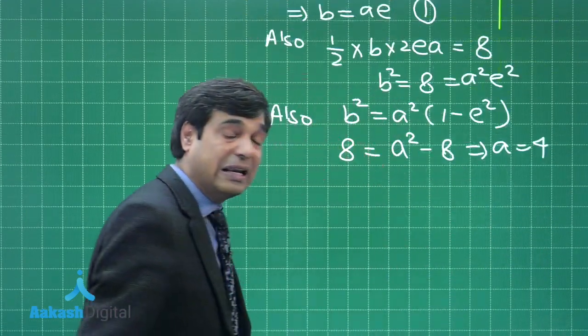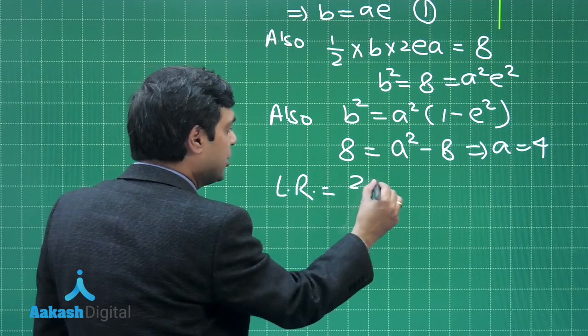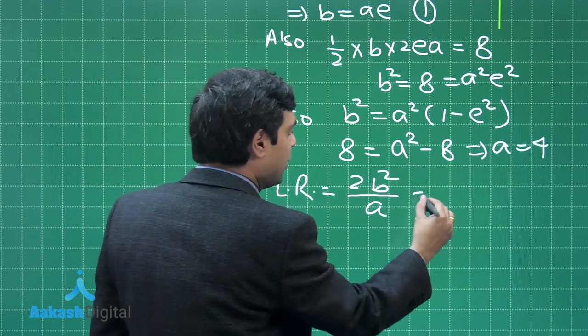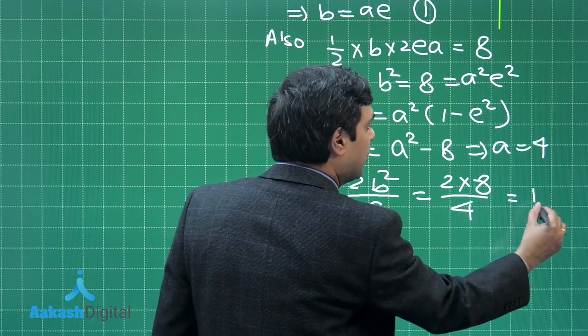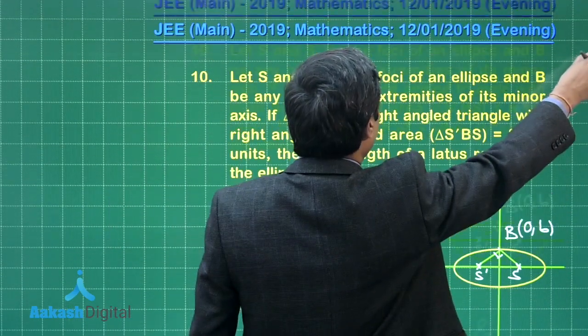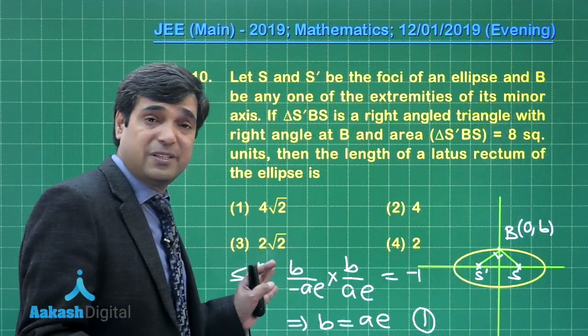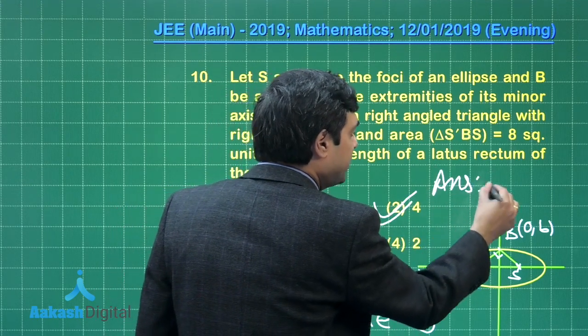What we are looking for? Length of latus rectum. So, latus rectum is given by simply 2B square by A, or 2 into 8 divided by 4, that is equal to 4, right. So, let us write down the length of the latus rectum for this ellipse is simply 4 units. So, the correct answer is option number 2.